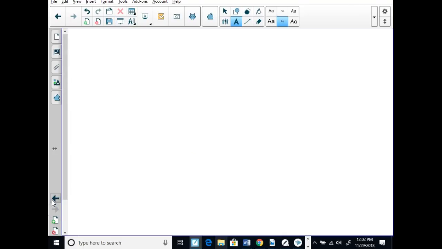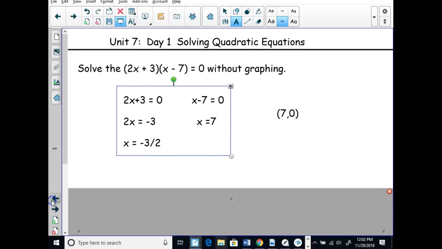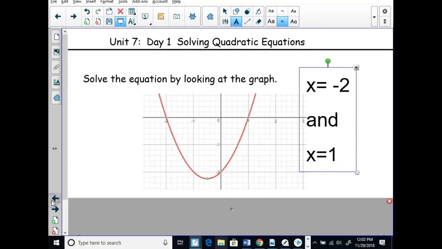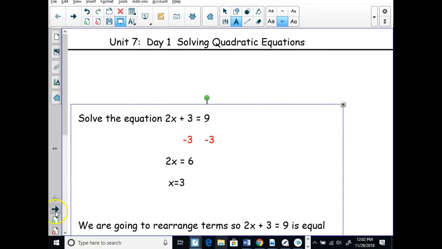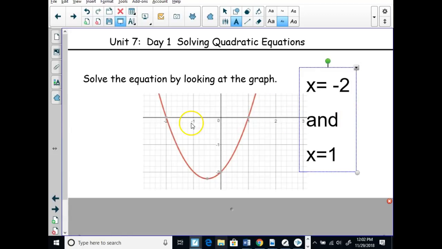All right, what do you need to work on right now? You have a sub today. She does know math, so ask her if you have any questions, but really, the homework is going to follow the notes exactly as I have it. You're going to be looking at different graphs. You just have to figure out where does it cross the x-axis. That's the solution to the quadratic equation.